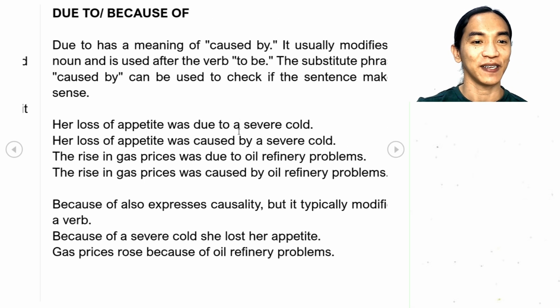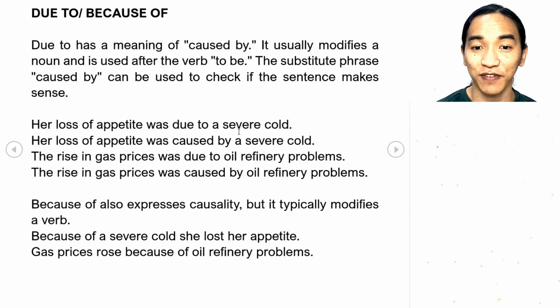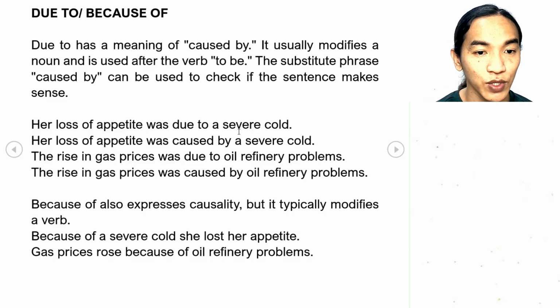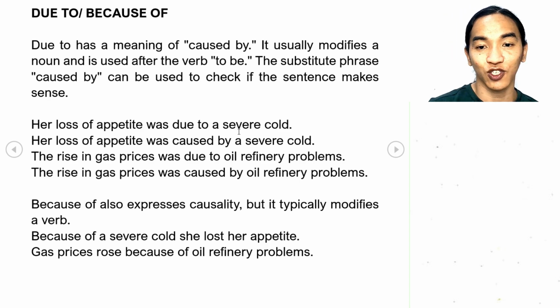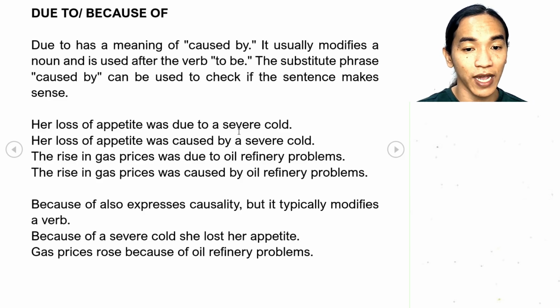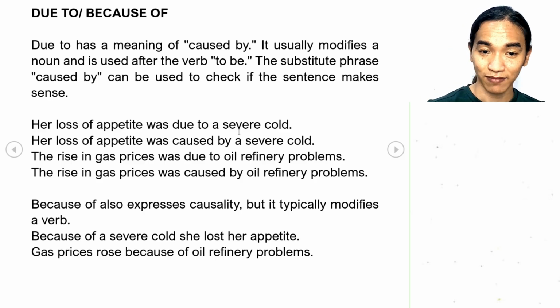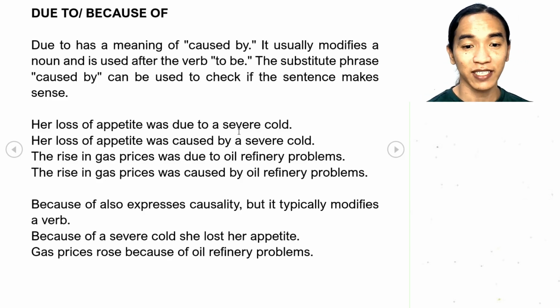Next one, we have due to and because of. Due to has a meaning of caused by. It usually modifies a noun and it's used after the verb to be. The substitute phrase caused by can be used to check if the sentence makes sense. Example, her loss of appetite was due to a severe cold. Her loss of appetite was caused by a severe cold. The rise in gas prices was due to refinery problems. The rise in gas prices was caused by oil refinery problems.